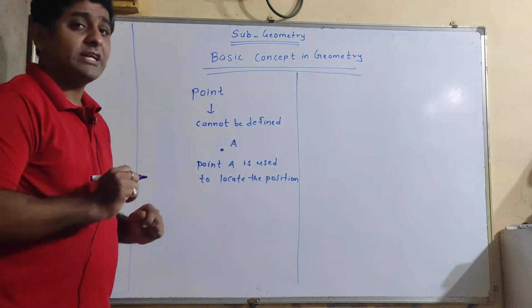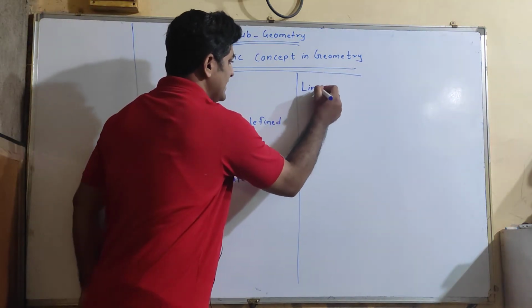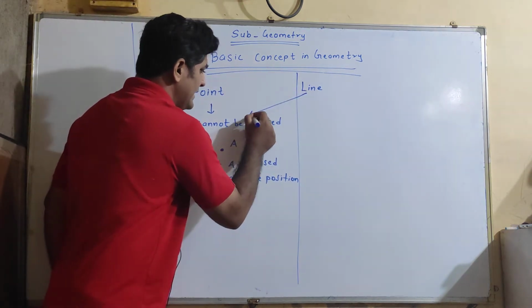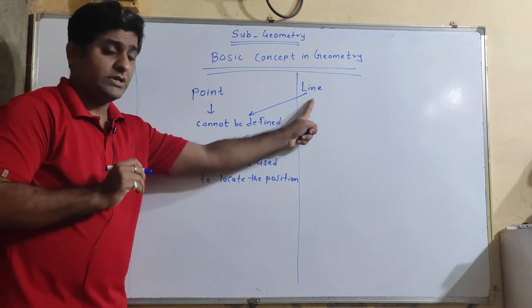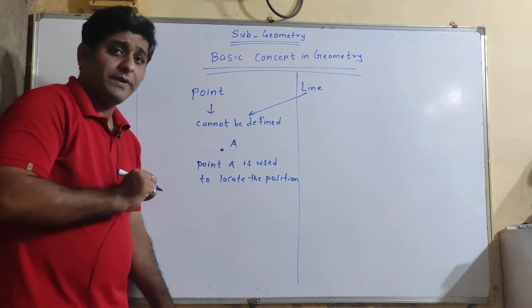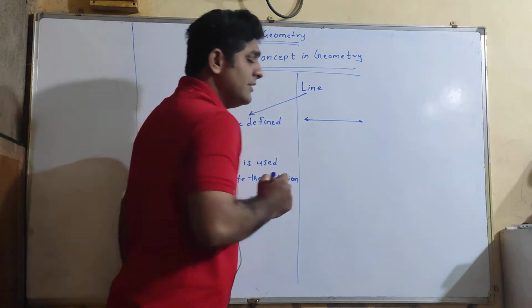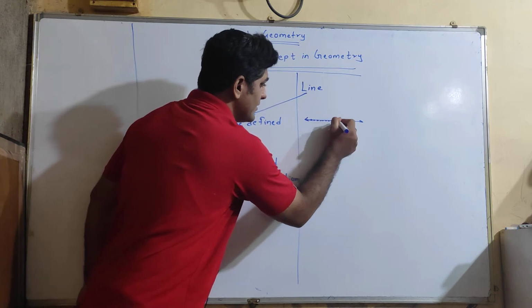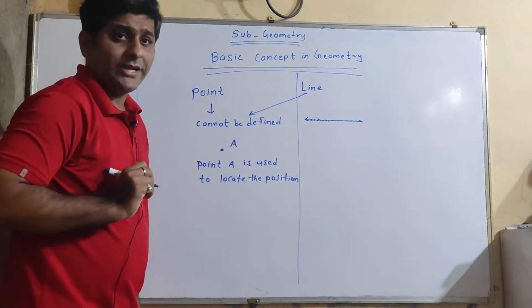Then we move to our next concept. The next thing that we need to understand is a line. Now even a line cannot be defined. When you talk about a line, students, even a line cannot be defined. So if I want to represent a line, what is a line? A line is a set of points.